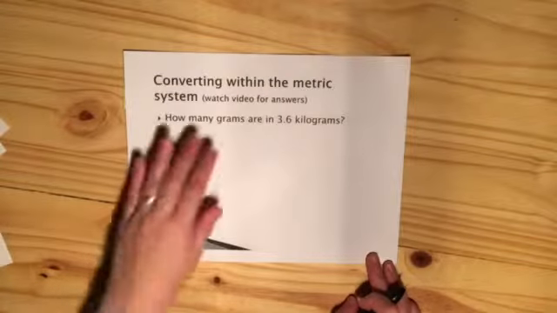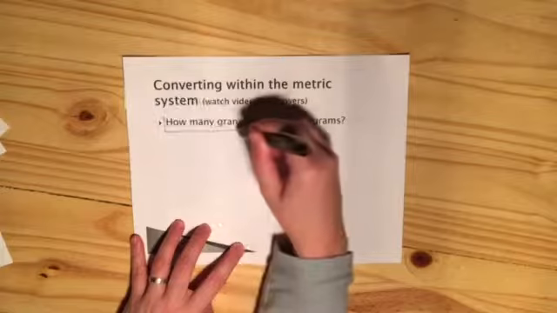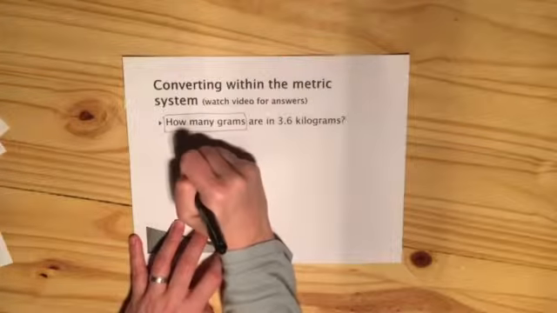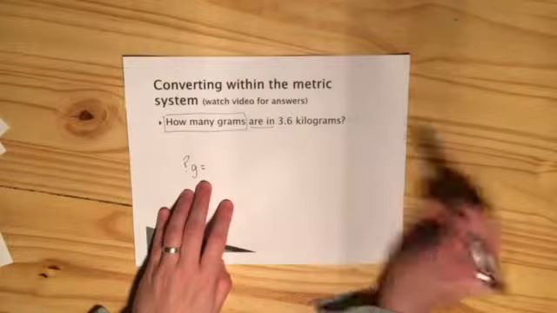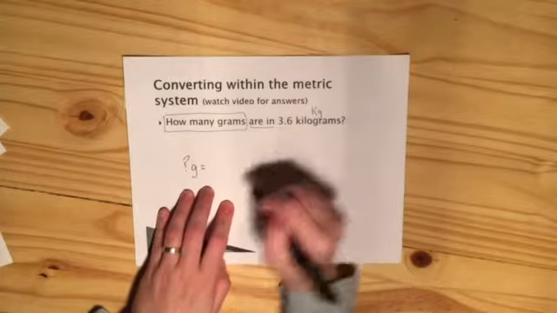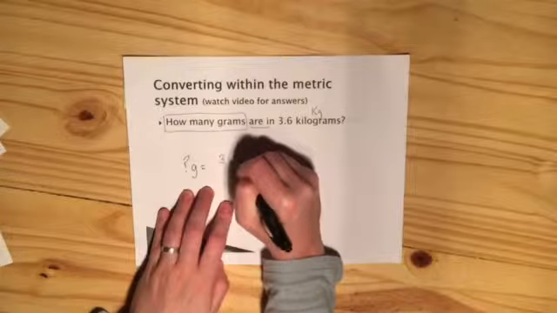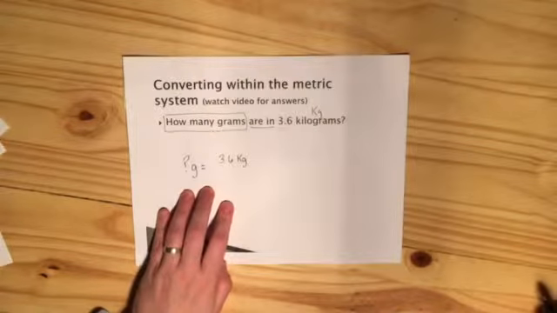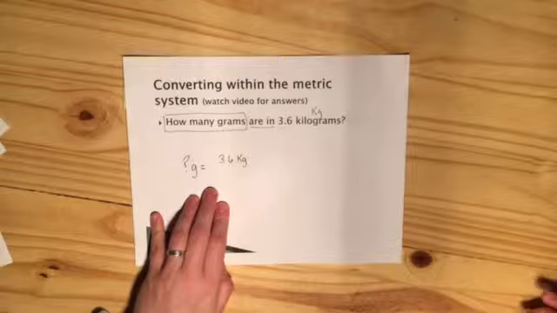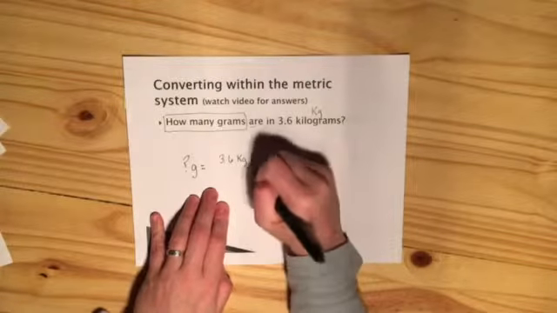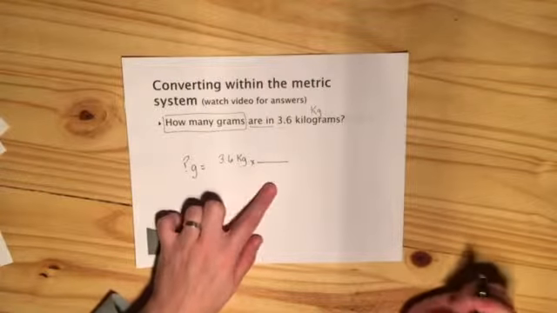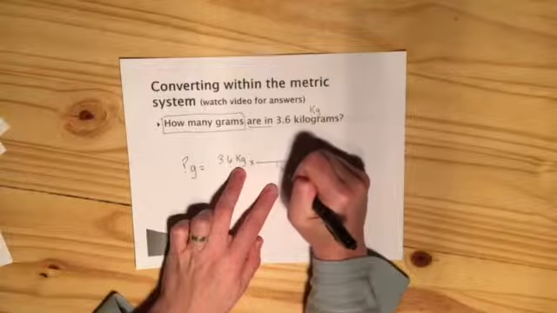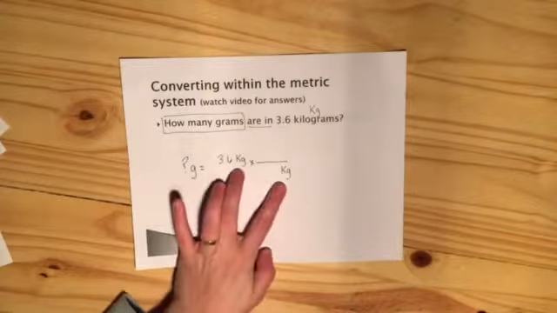Here, how many grams? So that tells me I'm going to write how many grams are in, that's my equal sign, 3.6 kilograms right there. So I'm going to multiply by a conversion factor. And I know that what I'm going to want to do is get out of kilograms. So that's my first thing. If you do nothing else, you can do that.